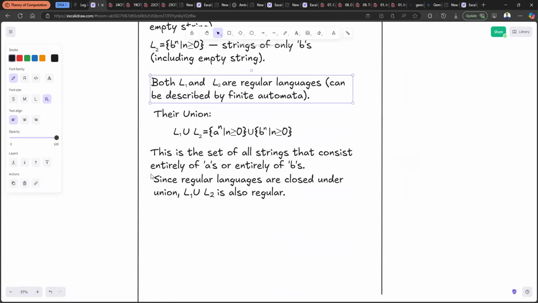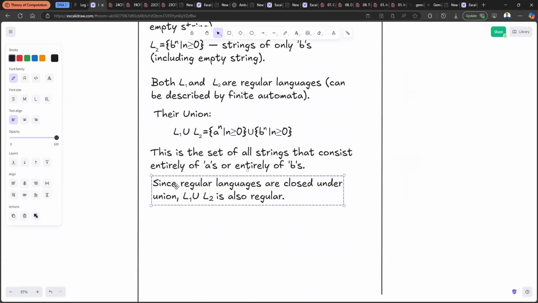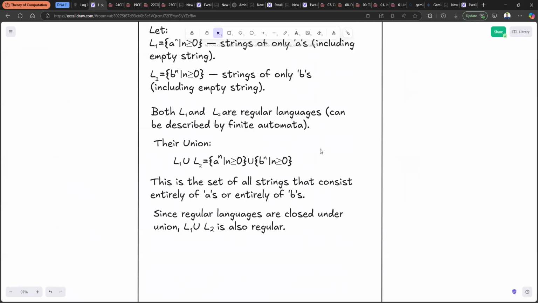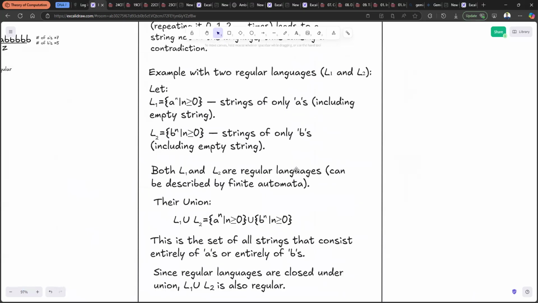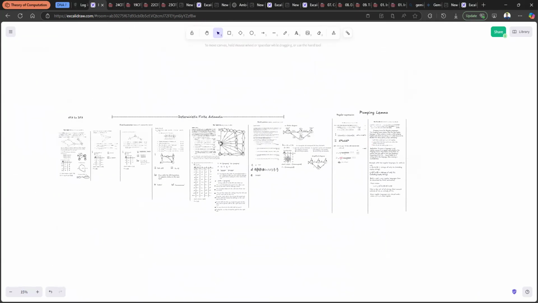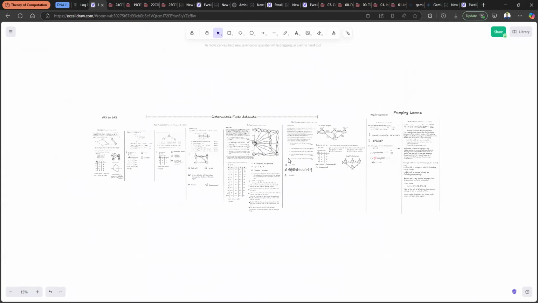So we said that regular languages are closed under the union. Therefore, L1 union L2 is also regular, because it didn't actually change it. It's not an intersection, it's not complement, it's the union, it's or. So you have either one regular language or the other regular language, not the intersection, which is a different situation.